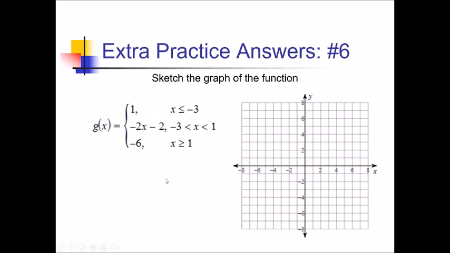To graph this piecewise function, I'm going to graph one rule at a time using the starting and ending points for each of the rules. Now these are all lines, so I need at most 2 points to graph each of these different pieces.